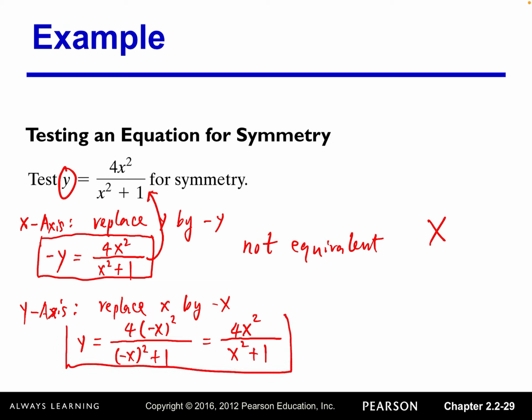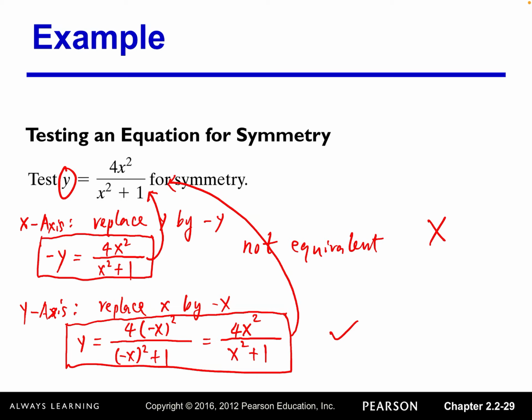So after we replace x by negative x, that's the new equation. We compare this with the original equation. Are they equivalent? They are equivalent, right? Exactly the same. So that means the graph of this equation is symmetric with respect to the y-axis.